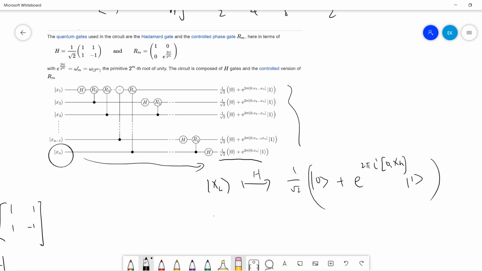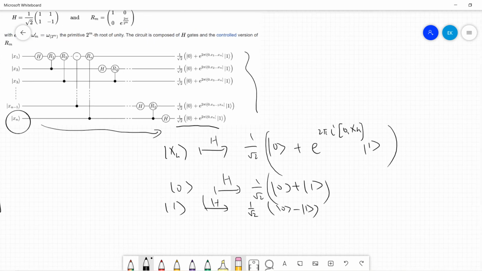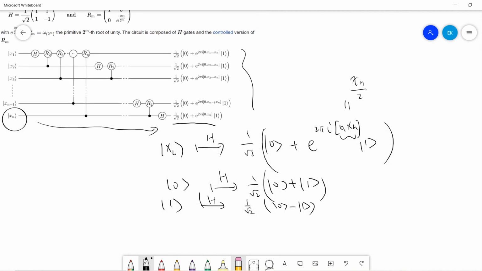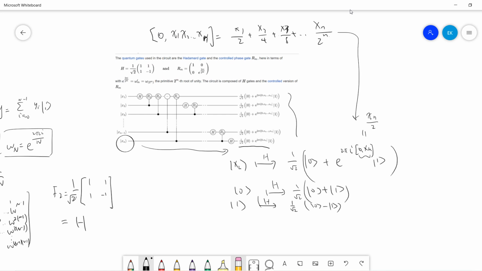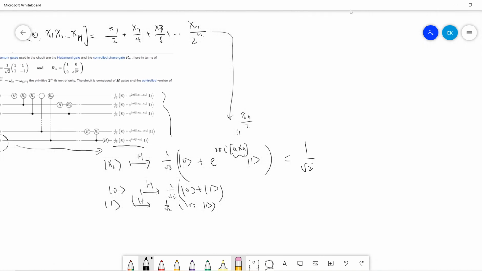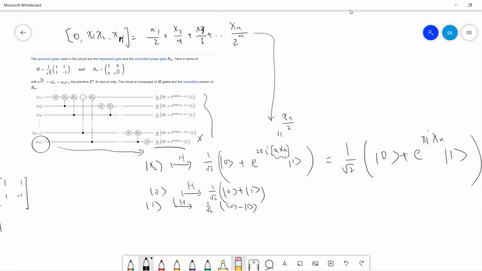Let's check this. Okay, so if xn is 0, you get h, right? You get 0 plus 1. For the 1, you apply the Hadamard, you get 1 over square root 0 minus 1. Okay? And this, by definition, is xn divided by 2 from this point. So this is just 1 over square root 0 plus exponential pi I xn 1. Okay, so it's easy to see that if xn is 0, this is 1. If xn is 1, then this is exponential I pi, so it's minus 1. So this agrees. Okay.